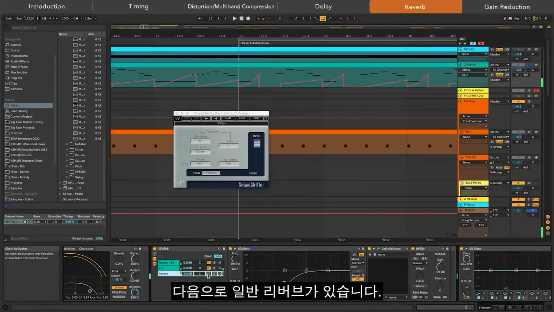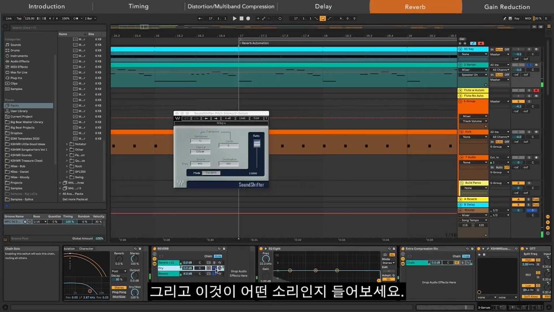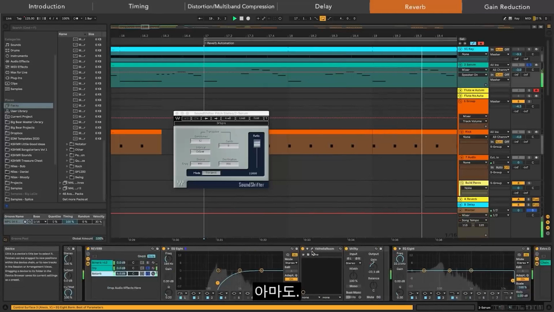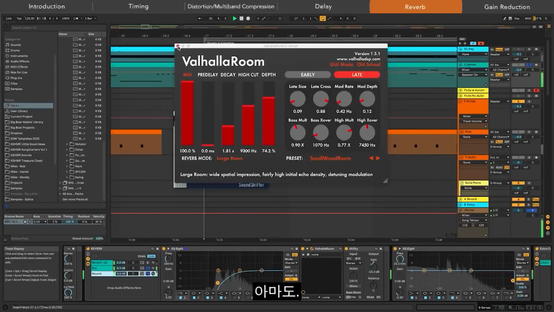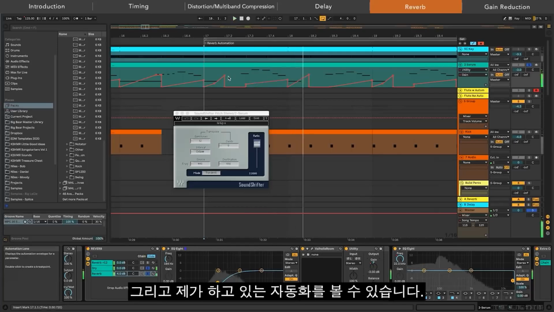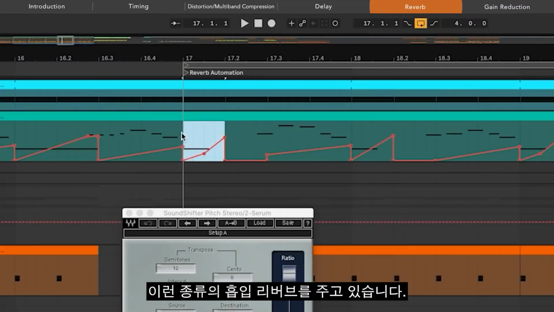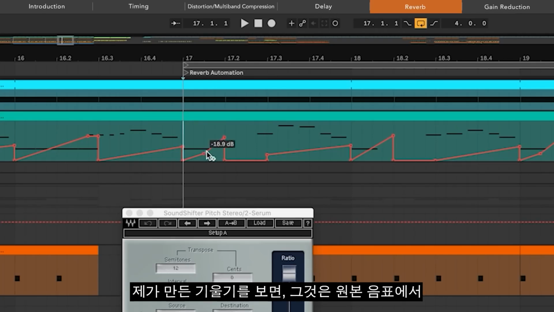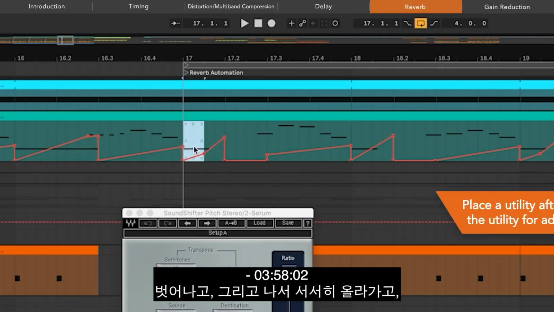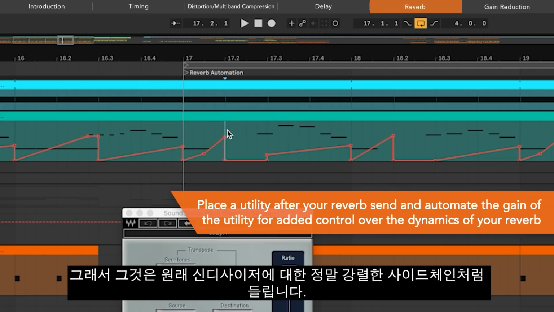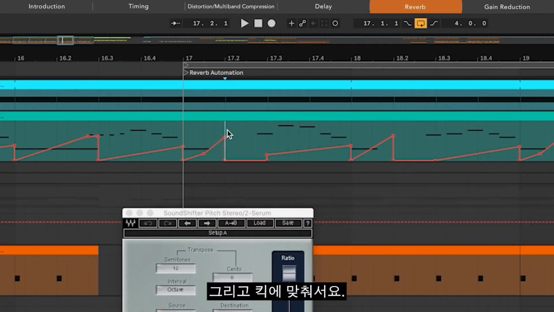Next, we have our regular reverb, and this is what that sounds like. And you can see the automations I'm doing. I'm giving the first note this sort of suction reverb. If you look at the slope that I've created, it's getting out of the way of the original note, and then it sort of creeps up, and then it stops right when the next kick is going to happen. So it sounds like a really intense sidechain to the original synth and to the kick.